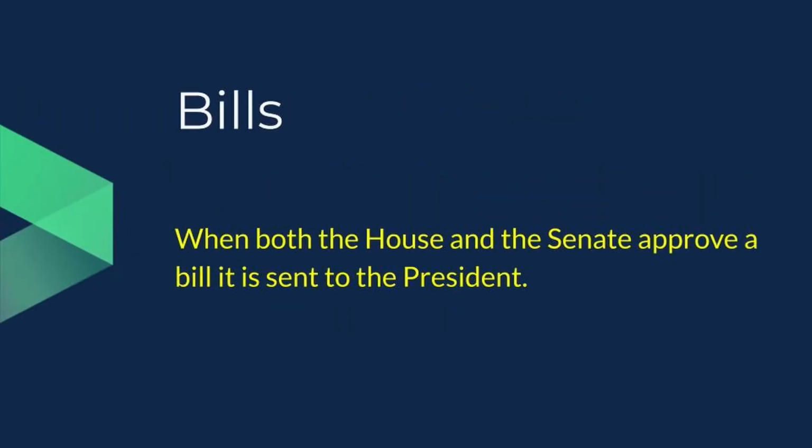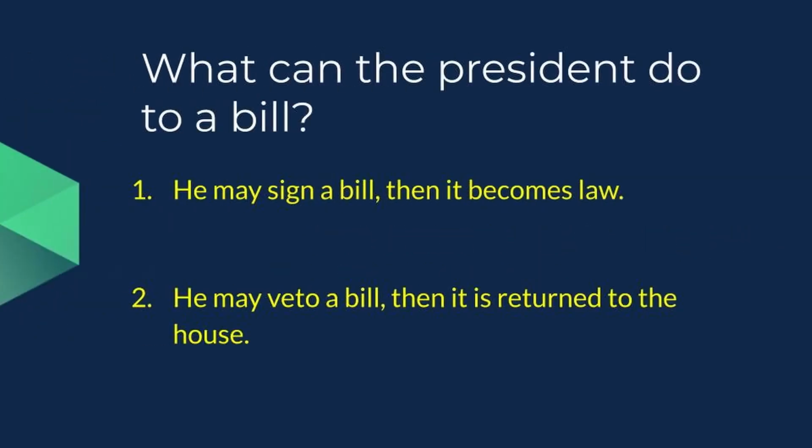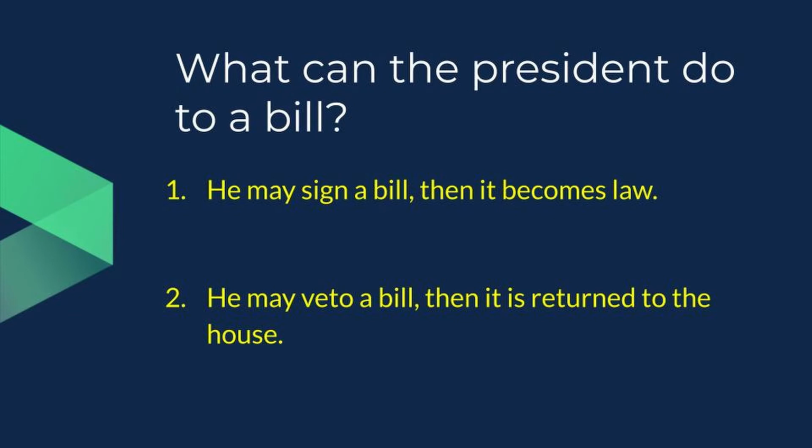Bills. When both the House and the Senate approve a bill, it is then sent to the President. What can a president do to a bill? 1. He may sign the bill, then it becomes law. 2. He may veto a bill, then it's returned to the House.